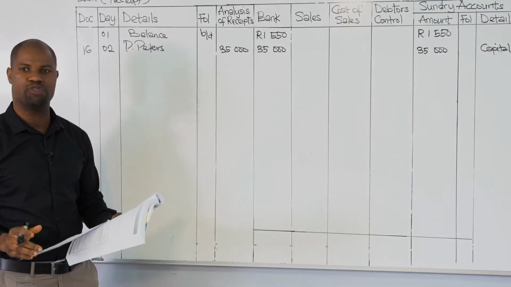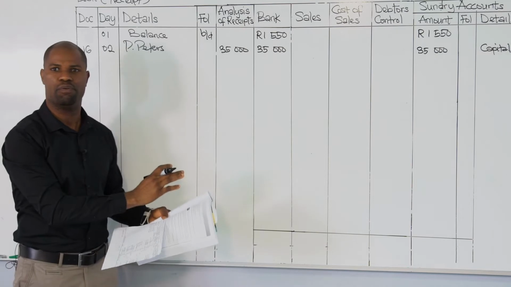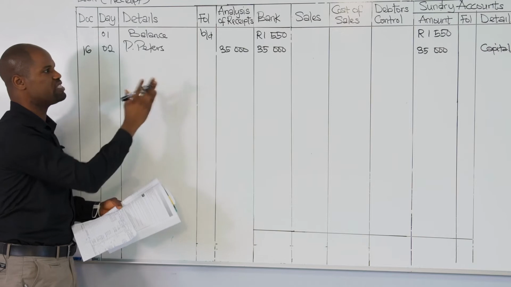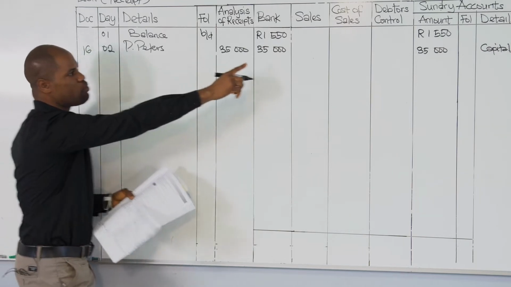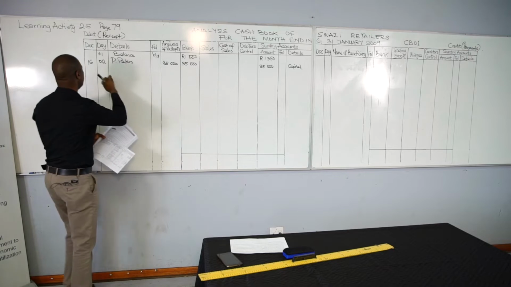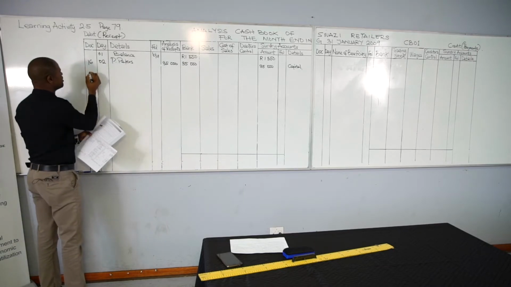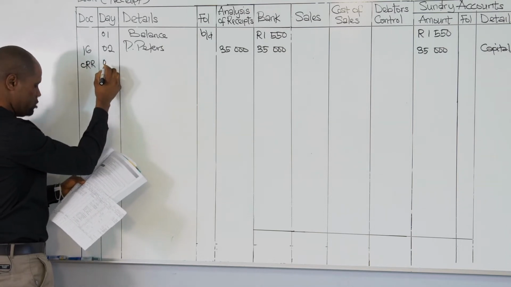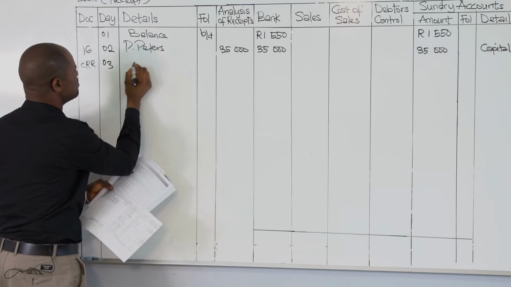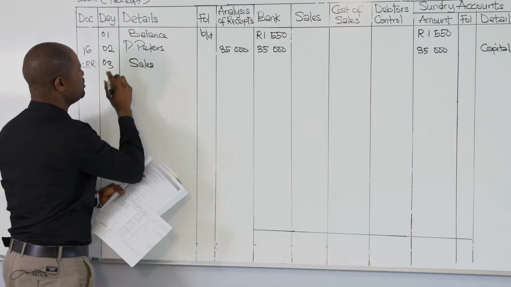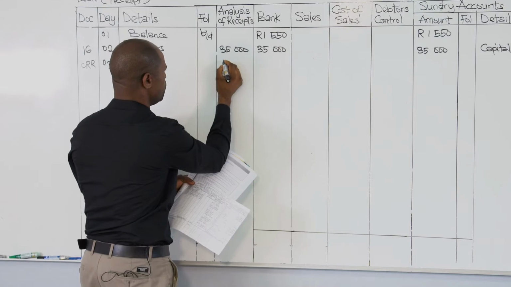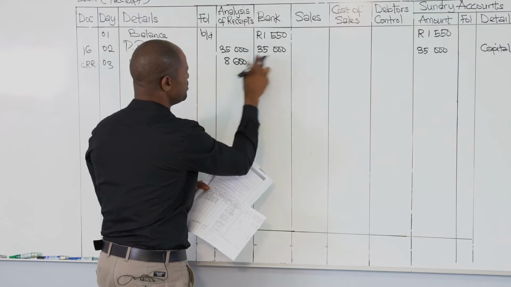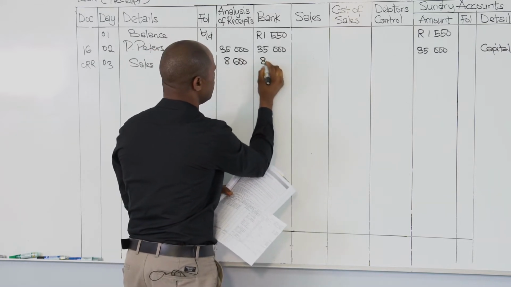Then we are told on the 3rd, cash sales of merchandise according to the cash register roll, amounting to 8,600. This is a cash sale and a receipt, so you put it on the debit side. While putting this on the debit side, we need to calculate our cost of sales. We're told it's a cash register roll, so just put CRR. The date is the 3rd, and it is sales, so you put sales in your details. Then on the bank, you put in the amount, which is 8,600. On the analysis of receipts, it goes into the bank also.